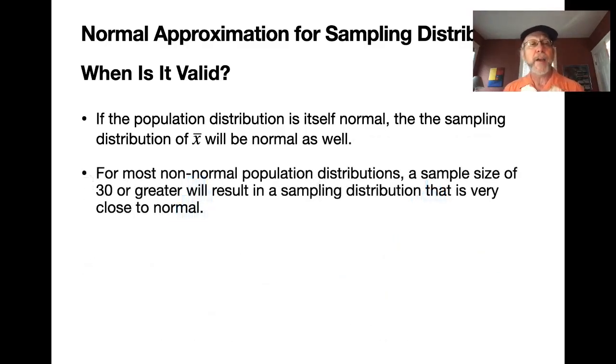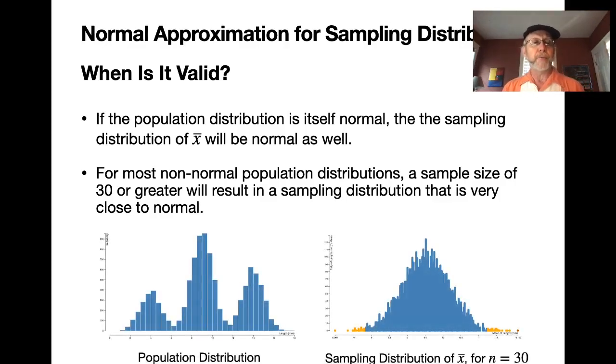The second case, when it's valid to use a normal approximation for the sampling distribution, occurs when the sample size is just large enough so that for almost any population distribution, the sampling distribution has become normal. And in almost every case, that'll occur by the time the sample is of size 30 or larger. So here, for instance, you see a trimodal population distribution, but looking on the right, the sampling distribution of X bar, when the sample size is 30, has become essentially normal in shape now.